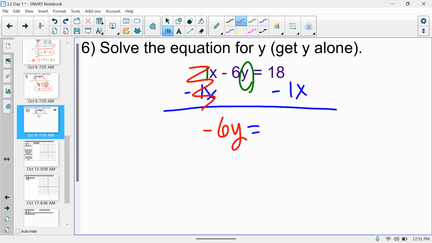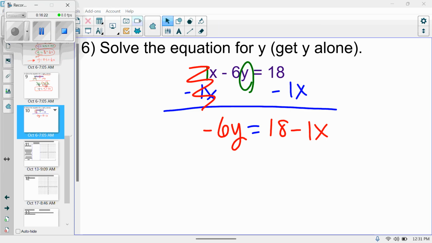What am I going to write on the right side of my equals, do we think? Emma? Good. They're not like terms. I can't put them together. I have to just write 18 minus 1x. You finish it from there.